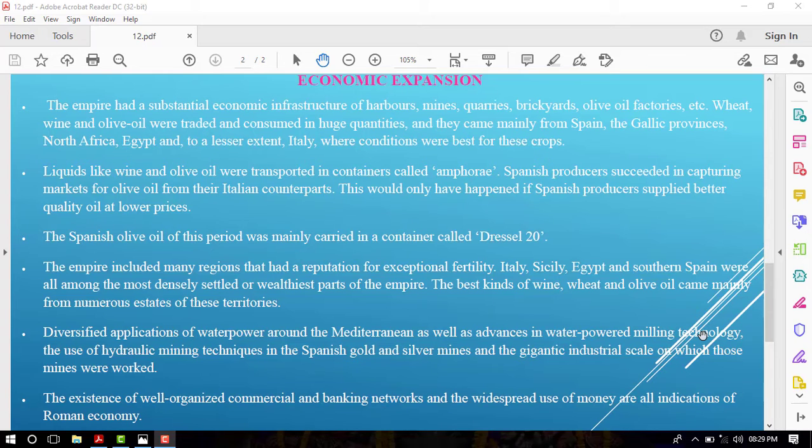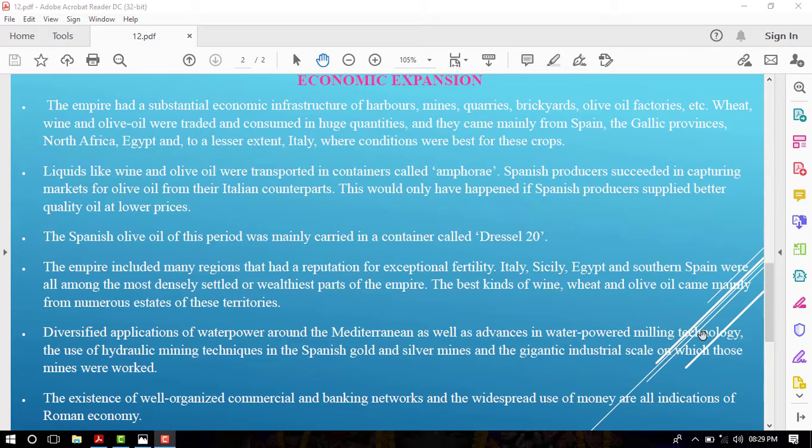So don't mix up. Wine and olive oil in general were transported in a container called amphora, but specifically Spanish olive oil was transported in a container called Dressel 20. Dressel 20 was found all over the Mediterranean, which meant Spanish olive oil had a huge market. Now the question is why? Because this would only have happened because Spanish producers supplied better quality oil at lower prices. So that's why Spanish olive oil had a huge market all over the Roman Empire.